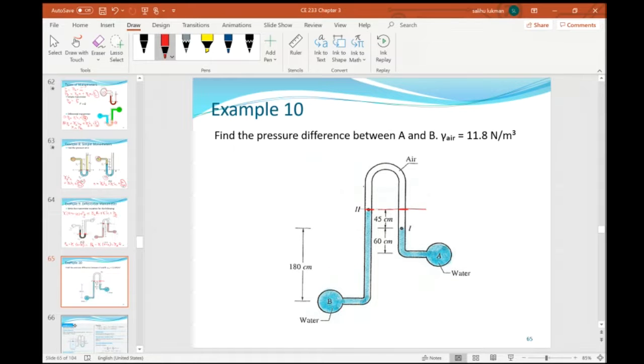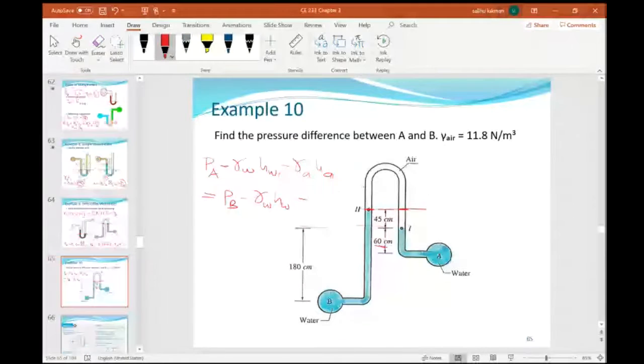So at this point, we will have, as I did before, PA, this is the pressure, and it is water that is inside. Then minus the height due to this 60 centimeter of water, which is gamma W, and the height of water here, then minus the height due to the air column, which is gamma air times the height of the air column, and this is equal to PB, the pressure here, and the height of water here is 180, so minus gamma water times the height of water, which is 180, then it's 180 plus 45 because it is water throughout.